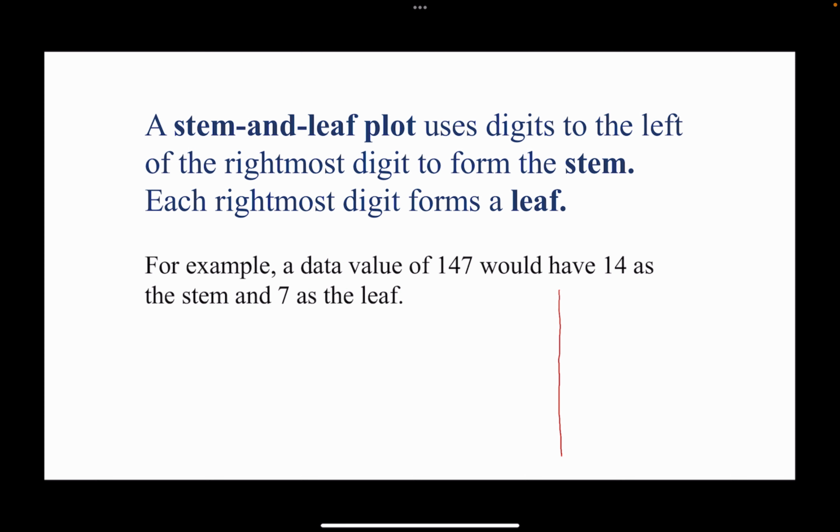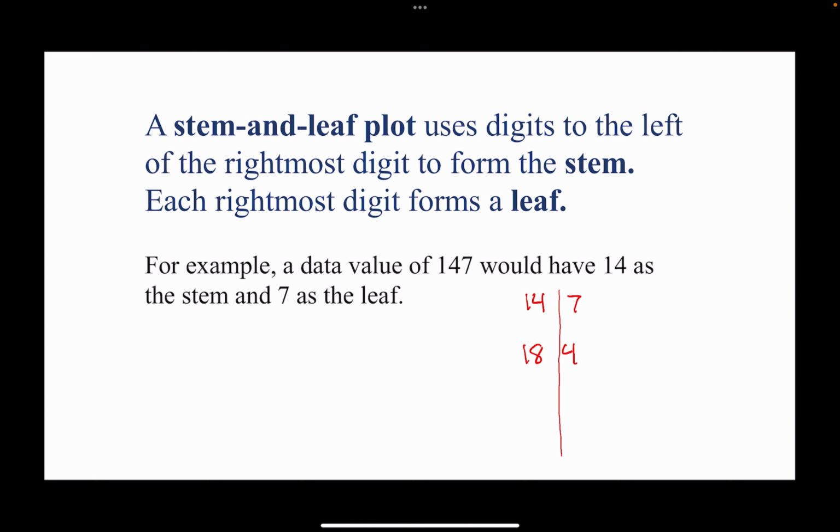So for example, if I had a data value of 147, 1 and 4 would be right here. That would be part of my stem. And then 7 would be over here. That would be the leaf. If I had 184, I'd have 18 there, and then 4 would be here.